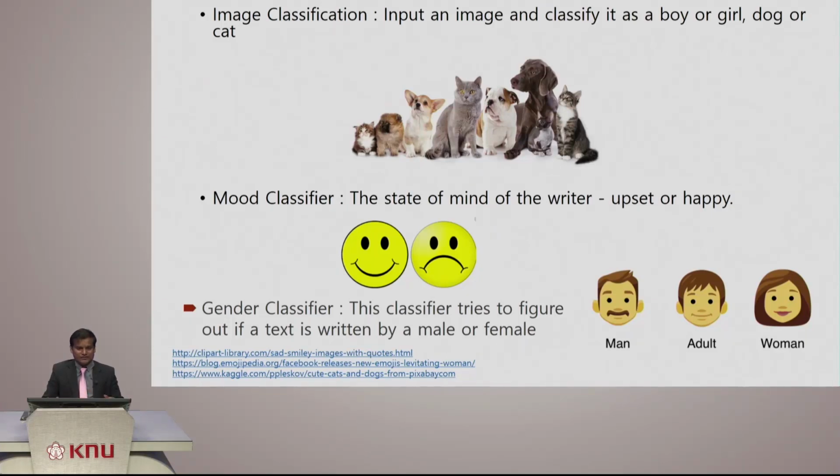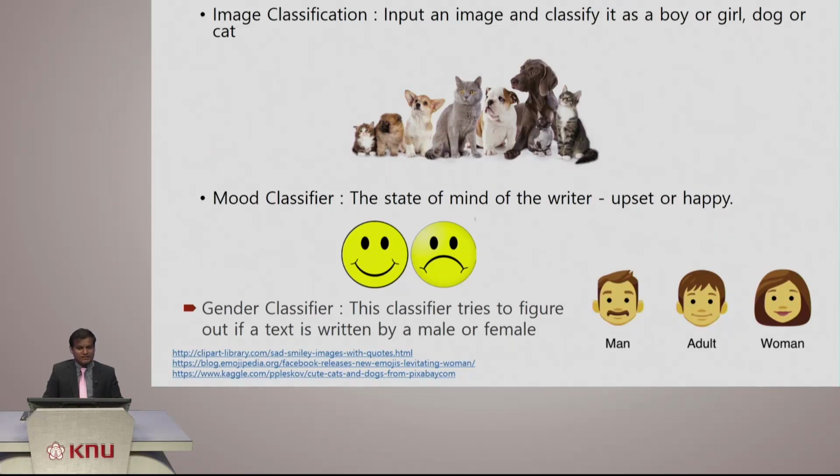Then comes mood classification, the state of mind of a writer, whether he is upset or happy. Say you see text messages. From these text messages, can you identify the mood of the sender or the writer? Or you have tweet messages, and looking at those messages, can you classify? Well, people are doing that. Classification can be done just by looking at what a writer writes about his feeling.